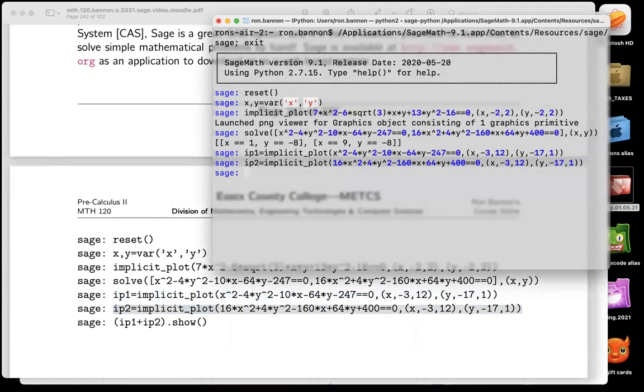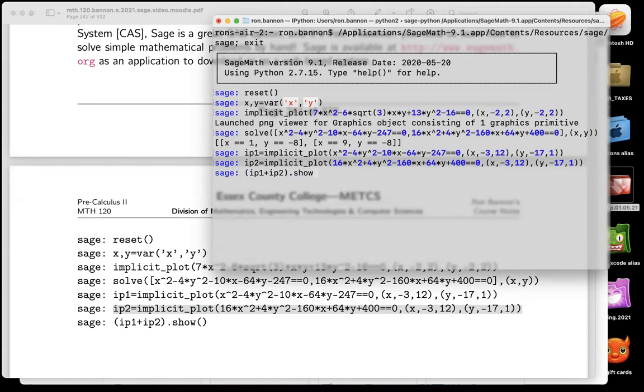All right. Now someone says, what are those things? Now IP1 and IP2 are graphic primitives. They're stored in the computer now. What I want to do is see what they look like. So I'm going to type in that last line of code, which says, could you show me IP1 plus IP2 together? Could you show me that?